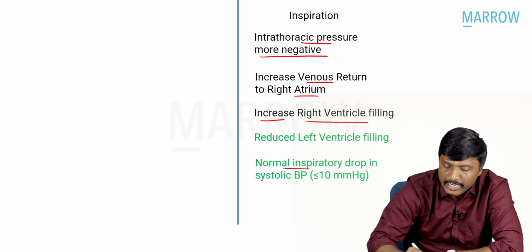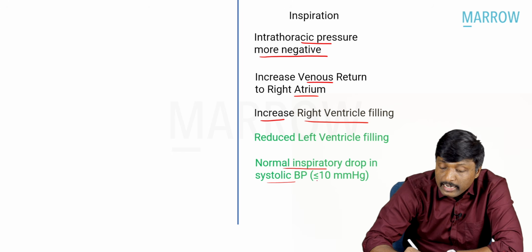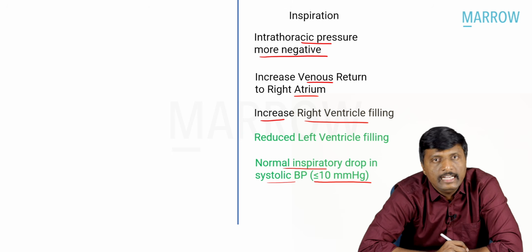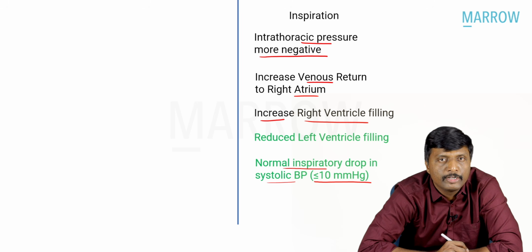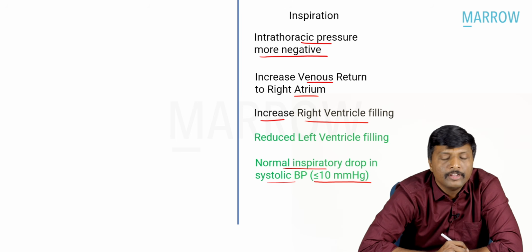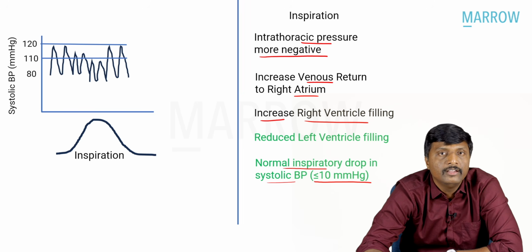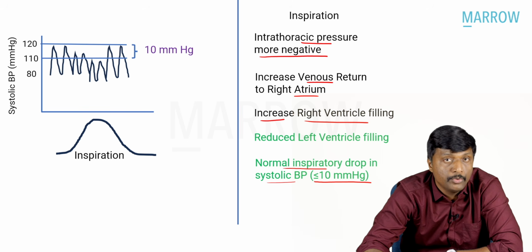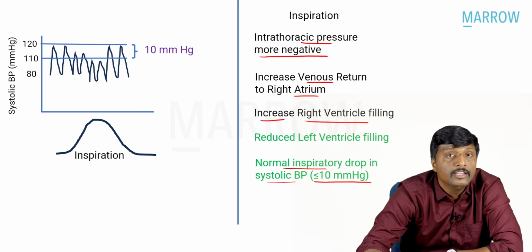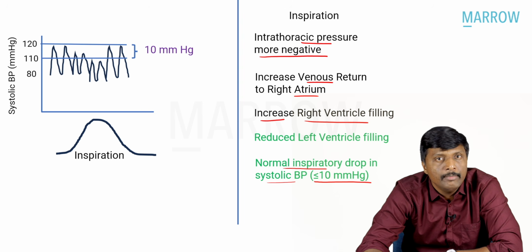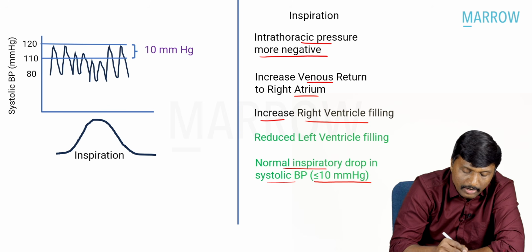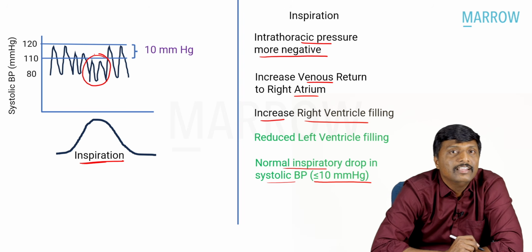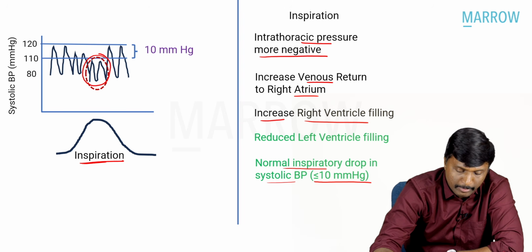There is a normal inspiratory drop in systolic BP of less than or equal to 10 millimeters of mercury. That means the fall can be up to 10 millimeters of mercury for systolic blood pressure during inspiration. Now, look into this beautiful graph. Where is that normal marking, sir? It can be up to 10 millimeters of mercury, the fall. But if it is falling more than 10 millimeters of mercury, what is that called? Are we clearly observing? Inspiration. There is an exaggerated fall, which is called pulsus paradoxus.